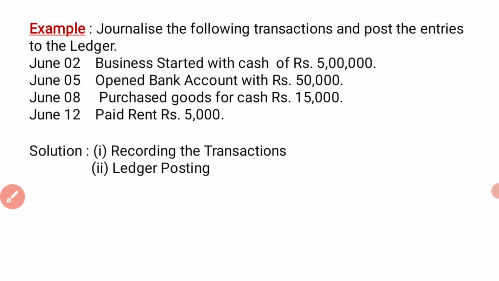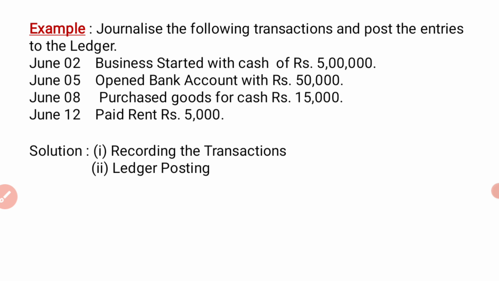Next, third transaction, June 8, purchased goods for cash 15,000. So purchased goods, you are going to purchase the goods. So we already know purchases are always expenses. So expenses are always debited. As per the nominal account, what does it say? Debit expenses or losses, credit incomes or gains. So here purchases are always debited. Why? Because they are expenses.